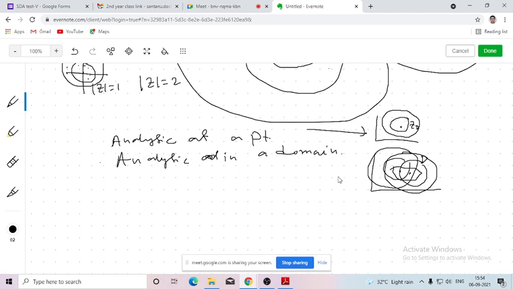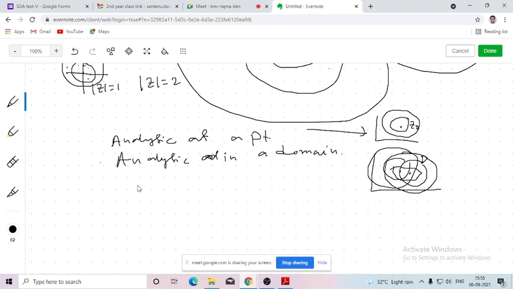But analytic in a domain means in a domain infinite number of points are there. So the function is analytic at each and every point in the domain. That means corresponding to each and every point which is there in the domain, I can construct any neighborhood and the function is differentiable in that neighborhood. So it is a broader concept because here there is only one point, but in a domain there are infinite number of points. So here it is analytic at only one point, but analytic in a domain means it is analytic at infinite number of points which are inside that domain. Is that clear?